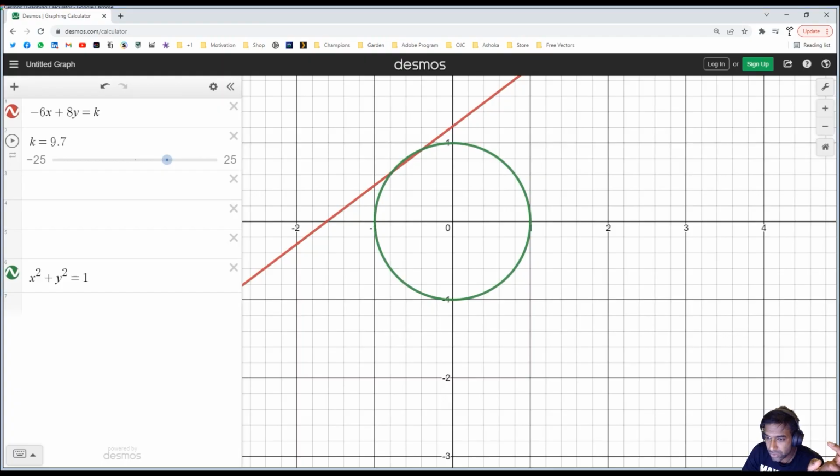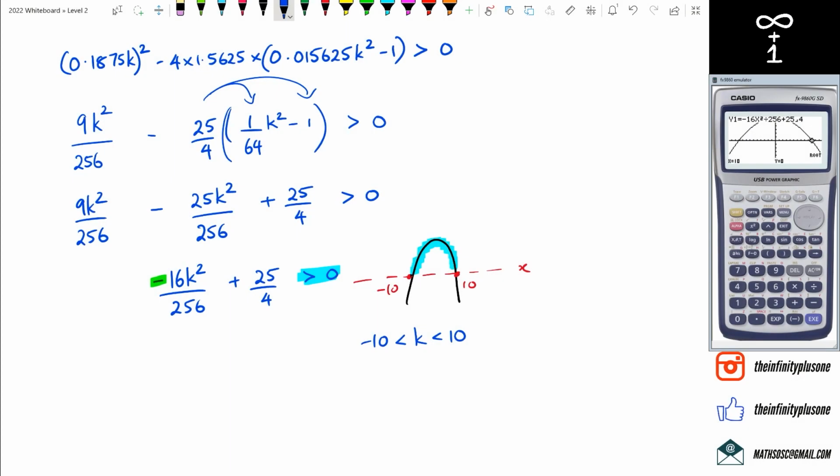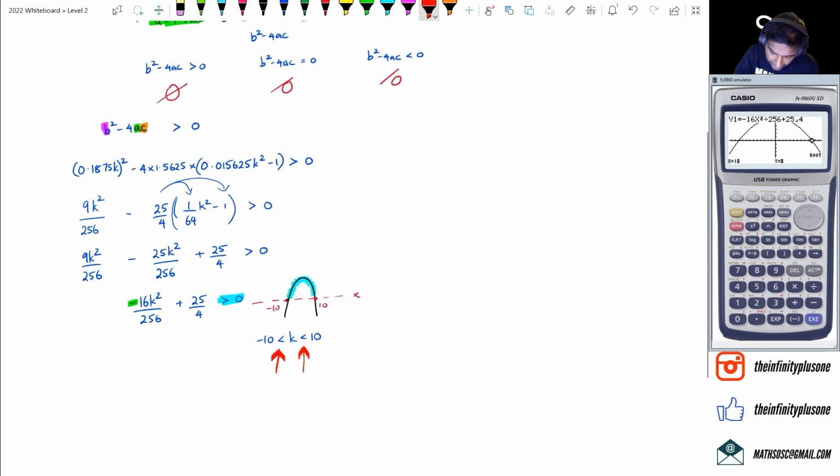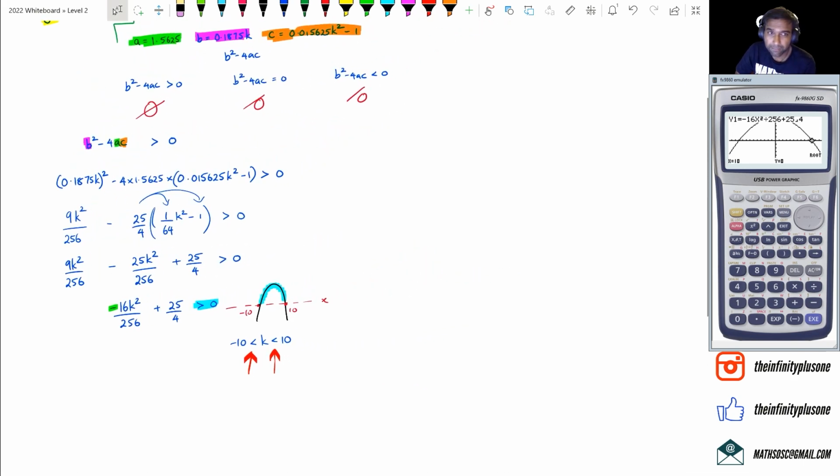So if I go back to my notes right here, notice how I have written it this way. Those two arrows are telling us that when it's less than and greater than, it's not actually including 10. So when it doesn't include 10, and it's between negative 10 and positive 10, you're looking at two solutions. So that's what the discriminant, when it's greater than 0, looks like.